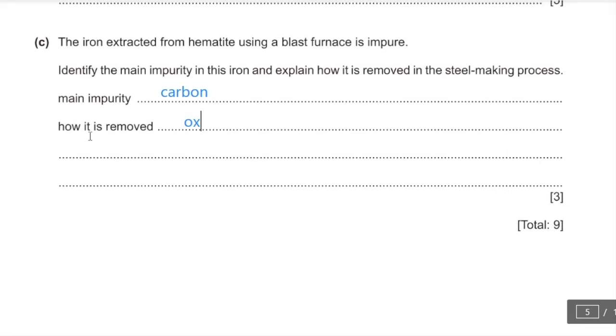So oxygen is blown into the furnace into molten iron, which converts the carbon impurity into carbon dioxide, which is a gas, and so carbon dioxide leaves the furnace in the form of gas.